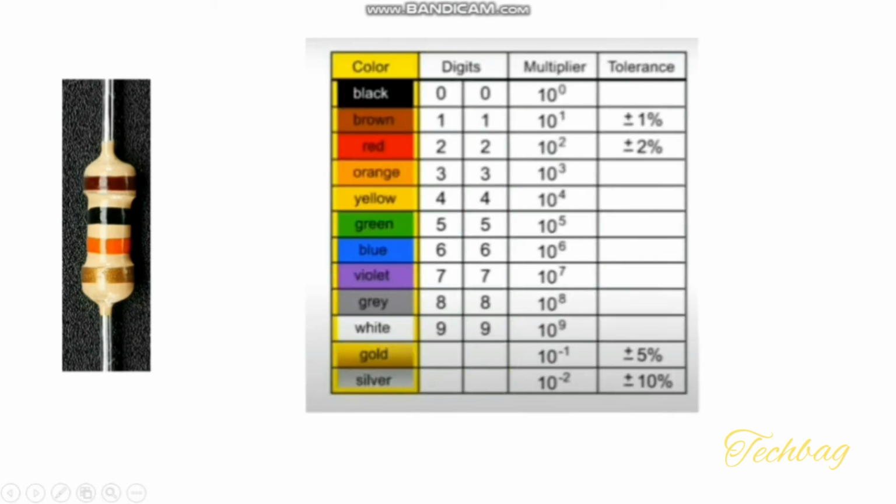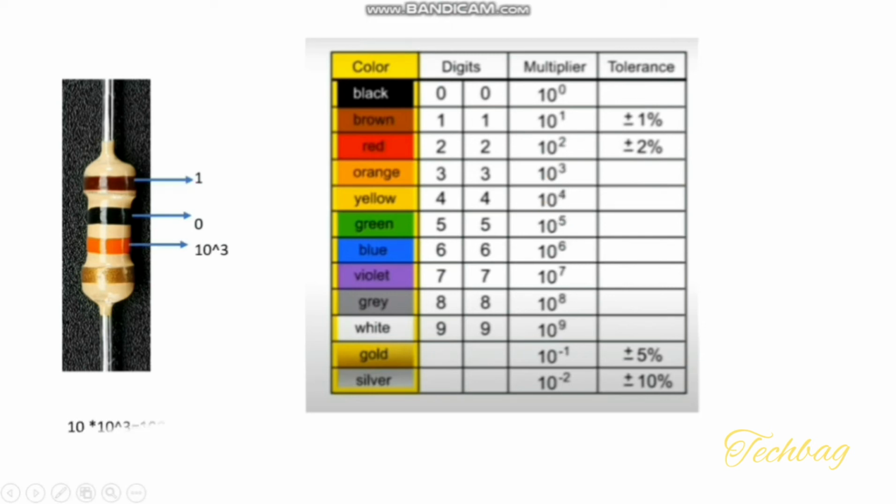We have a chart. First, brown has the value 1, so the first digit is 1. The second band is black, value 0, so the second digit is 0. The third band is the multiplier band, and here the color is orange, and the corresponding multiplier is 10 power 3. So the multiplication factor is 10 power 3.